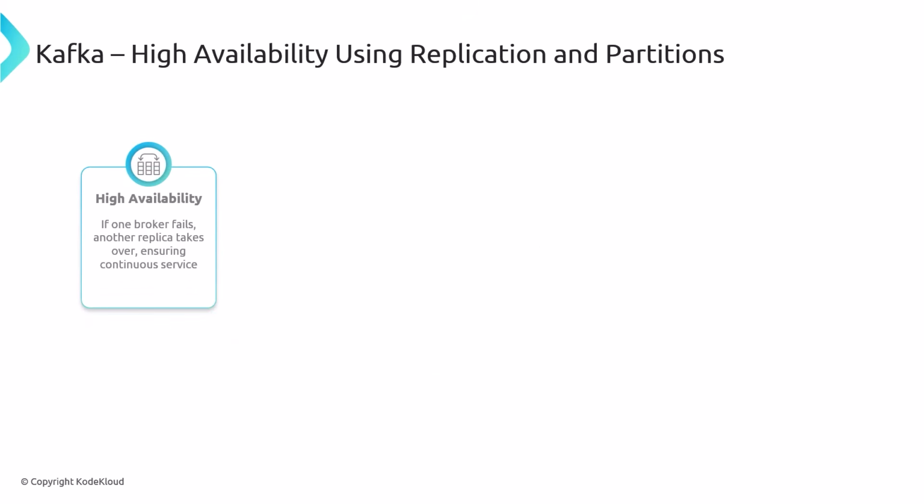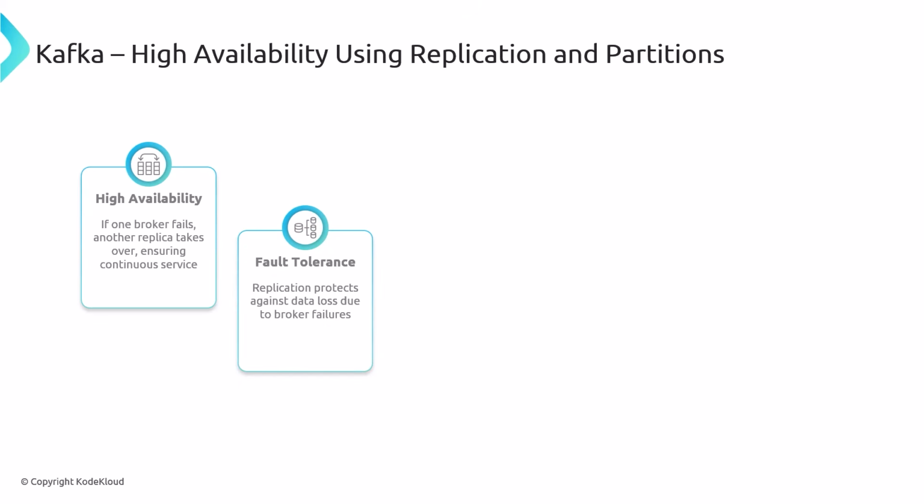In Kafka, if one broker fails, another replica takes over, ensuring continuous service. Replication ensures that there is always a backup copy of data, so the system remains operational even during failures. Next, about fault tolerance. Replication protects against data loss due to broker failures. By keeping multiple copies of the data across different brokers, Kafka ensures that your data is safe and accessible even if the broker goes down.